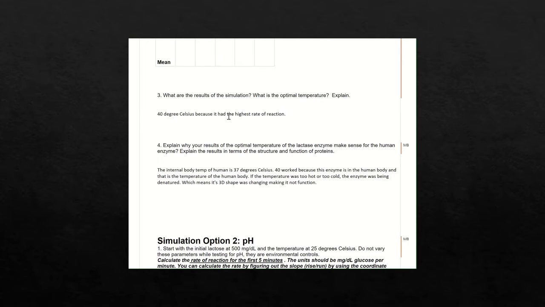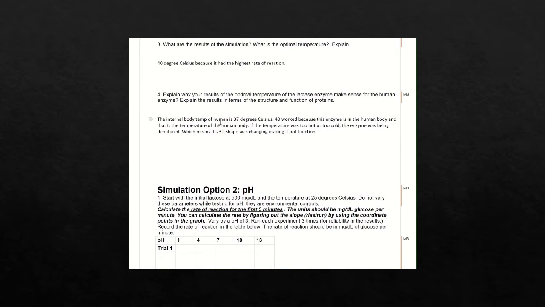So 40 degrees Celsius was the one that had the optimum temperature, really. And the way that I saw that was because it had the highest rate of reaction. So it had the steepest line of everything, the biggest slope, the highest rate of reaction. Okay, so explain why your results of the optimum temperature for the lactase enzyme make sense for the human enzyme. This is a little awkwardly worded on my part, but basically the internal body temp of a human is 37 degrees. 40 worked because this enzyme is in the human body, and that's the temperature of the human body.